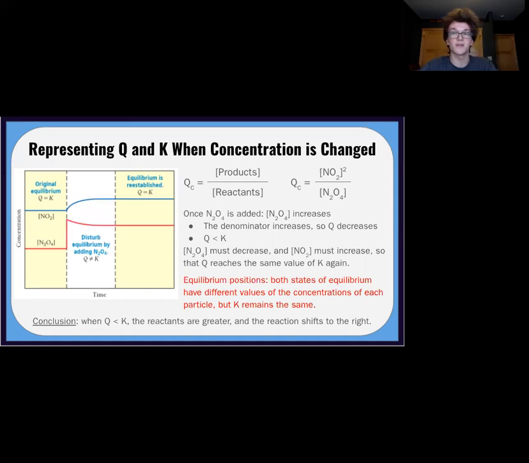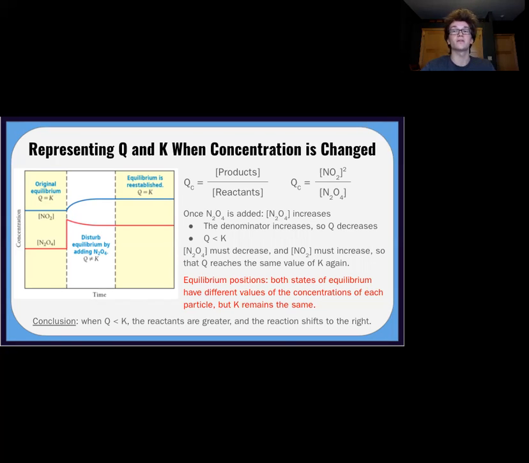A similar process happens if the reactants are increased. Once N2O4 increases, the value in the denominator increases, which decreases the value of Q. Since there are more reactants, the system shifts to the right to make more products. The concentration of reactants decreases and the concentration of products increases, bringing Q back to equal K. When Q is less than K, the reactants are greater and the reaction shifts to the right.